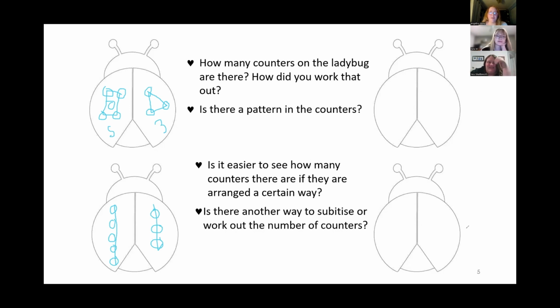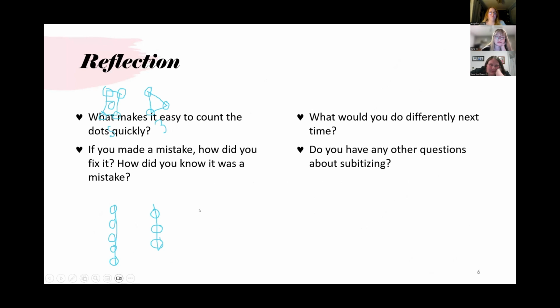All right. So then moving on. All right. So what do you think will make it easier to count the dots quickly? If you made a mistake while you were counting the dots, or if you were subitizing the dots, how would you fix it? Did you know that it was a mistake? So one way that we can know that we made a mistake is by counting.